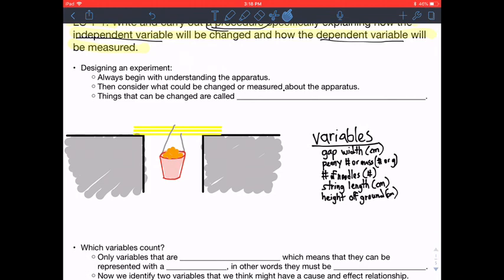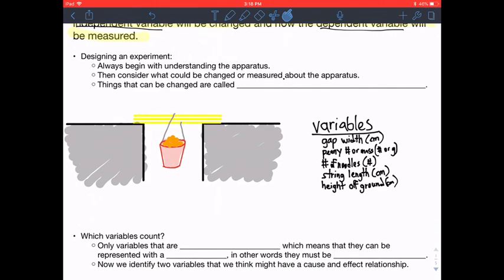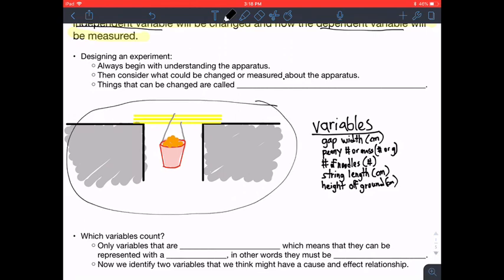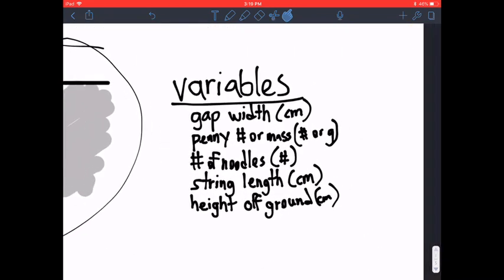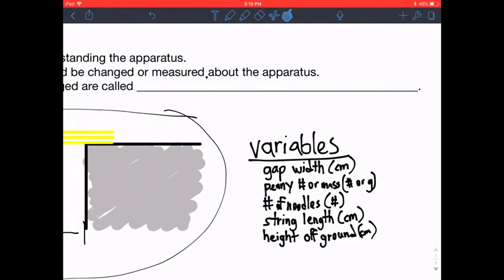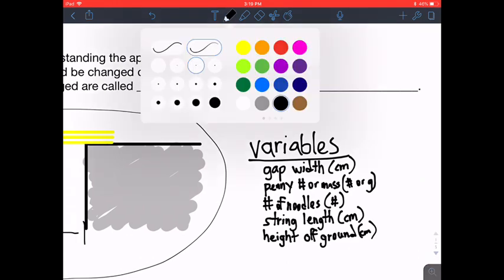So we're looking at this idea of designing an experiment. When we're designing an experiment, the first thing we need to do is begin with understanding the apparatus. This is our apparatus for the Spaghetti Bridges lab. We've got some spaghetti, we've got a cup, we've got some pennies in the cup, and we've got this sort of gap that it's all spanning. Once we understand what the apparatus is, we're now going to think about what could be changed or measured about the apparatus. Those things that can be changed or measured are called variables.